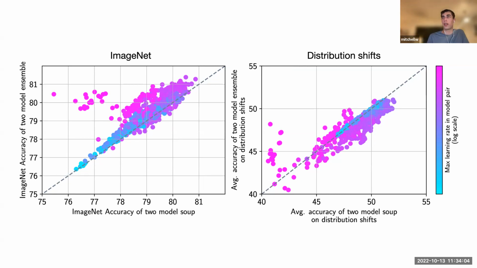The other thing to note is that while things follow the diagonal, it looks like on ImageNet things are hovering a bit over the diagonal, meaning that ensembles are performing a little bit better than soups. Whereas under distribution shift, the reverse is true. This is kind of a surprise, and we really don't know why this is happening. Why are soups outperforming ensembles out of distribution, while the reverse is true in distribution?